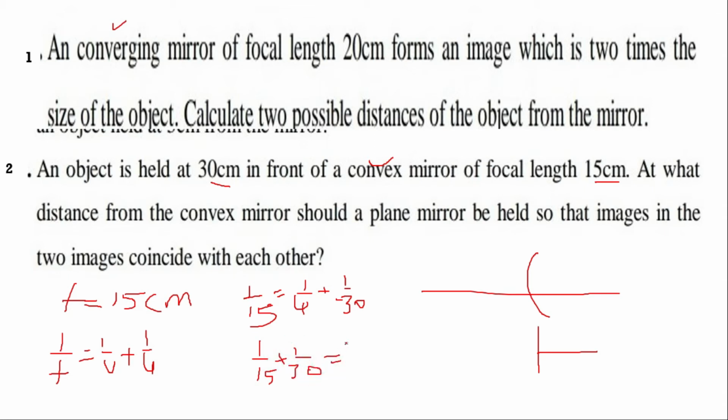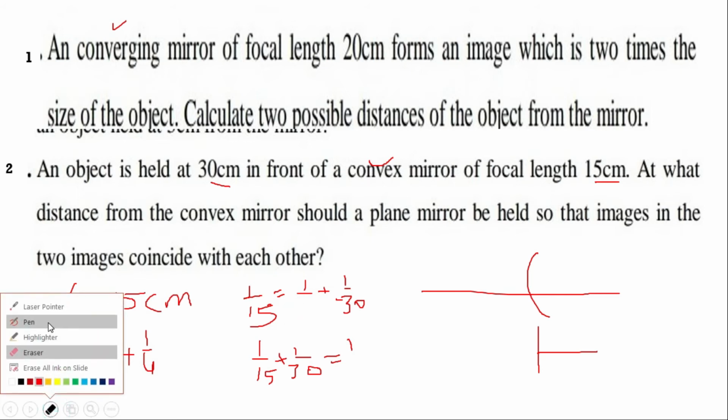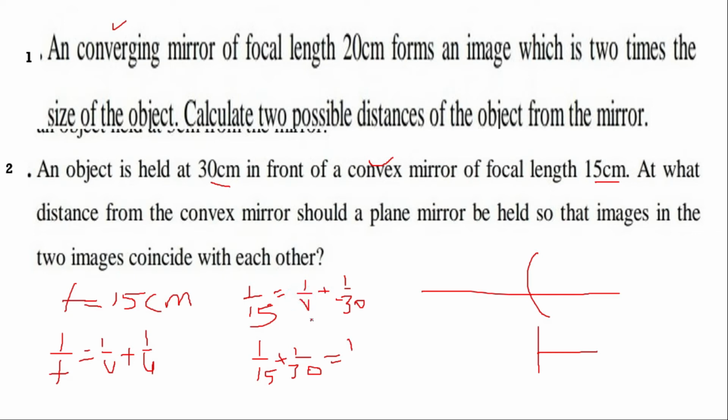So this is 1 by v. By mistake I wrote u, this is v only. So now see what will be the LCM? LCM will be 30, with 15 to 30 and 15, 30 and 30. So 1 by v equals 3 by 30, which equals 1 by v. So that means v will be equal to 10 centimeter.